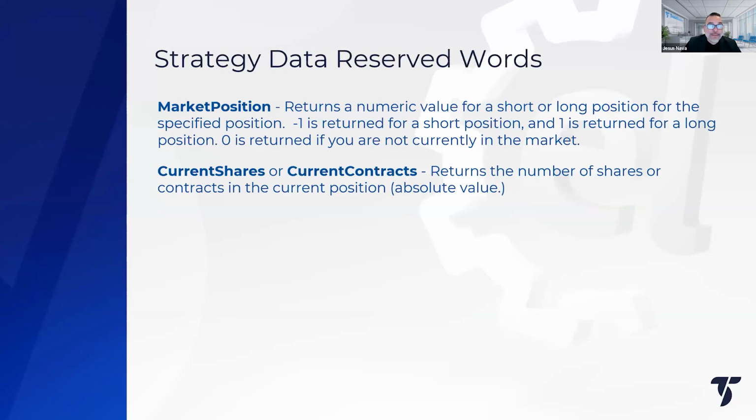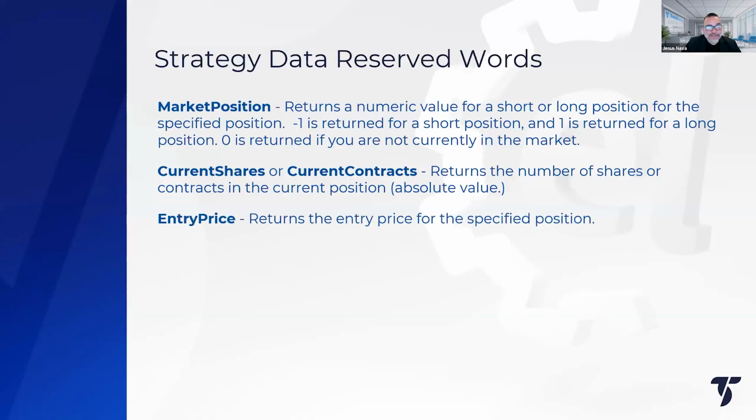It's just going to take a look at how many units of the security that you bought or sold short you have, how many shares you have, how many contracts you have. They are interchangeable, so you can use either one, and they both mean the same thing. It's just going to tell you how many units of that security you own.